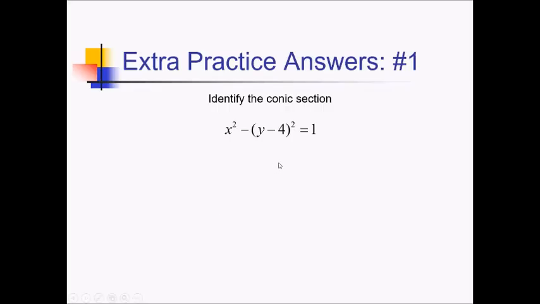For this one, we notice that there are two squared variables here, and one of them is negative. Since we have one negative squared term, this could only be a hyperbola.